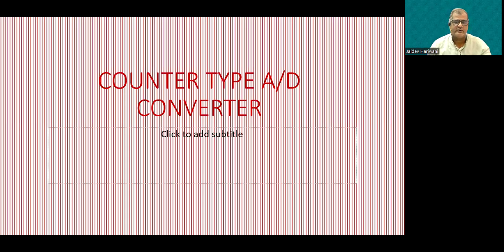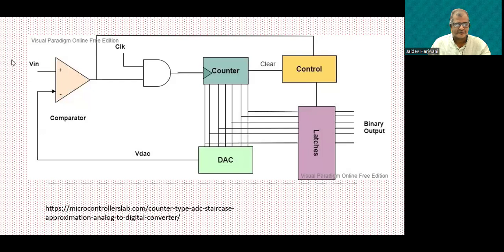Hello students, let us discuss the counter type A to D converter. An A to D converter converts analog input into digital output. If you give an analog voltage, then you can get the equivalent digital output.